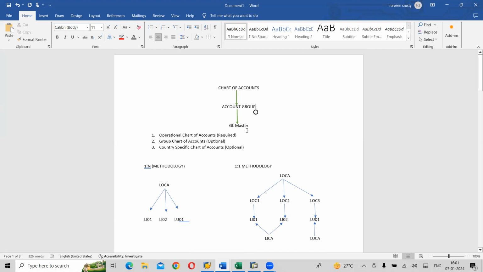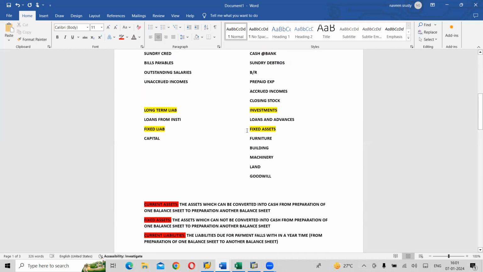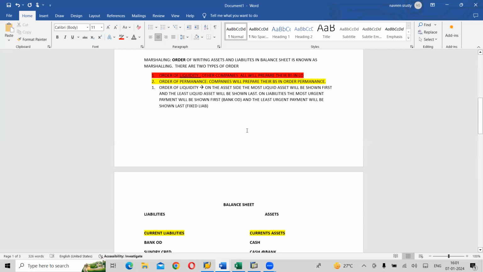Okay, so for example, purchased furniture for office use. What are the accounts we need to create here? Furniture and cash. Furniture will come under which account group? Fixed assets. Correct? Under fixed assets. And at the same time, cash comes under current assets. Under current assets, we are going to create one more group called cash and bank.